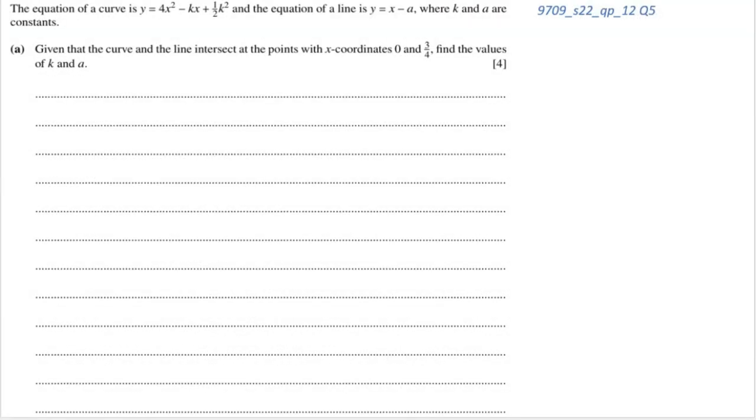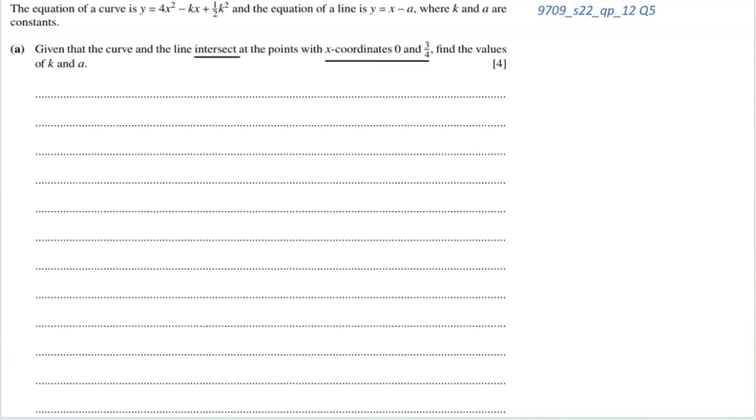This one is from summer 22, question paper 1, 2, and question 5 on that exam. The equation of the curve is given, and the equation of the line is given, where k and a are constants. Given that the curve and the line intersect at the points with the x coordinates this and this, find the values of k and a.